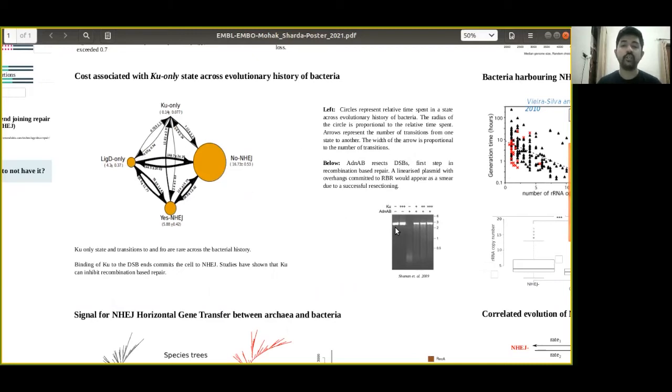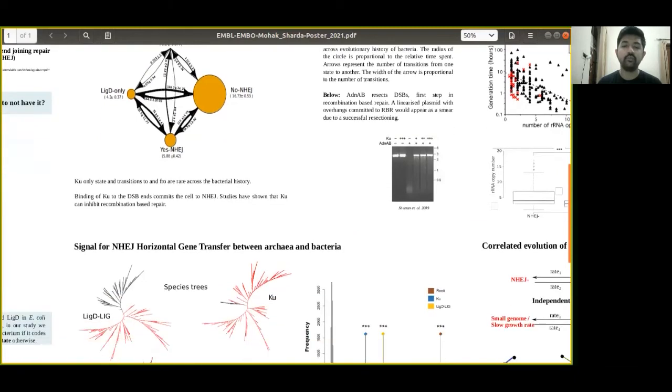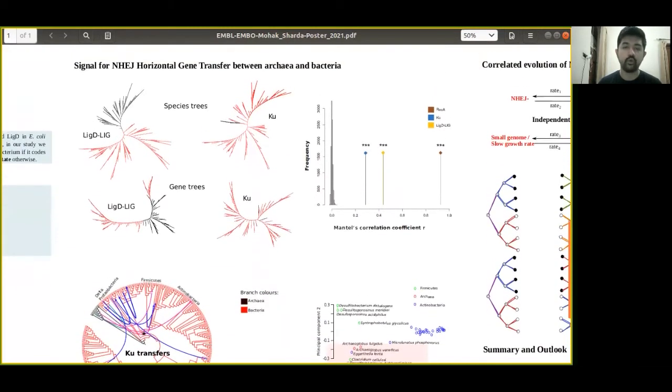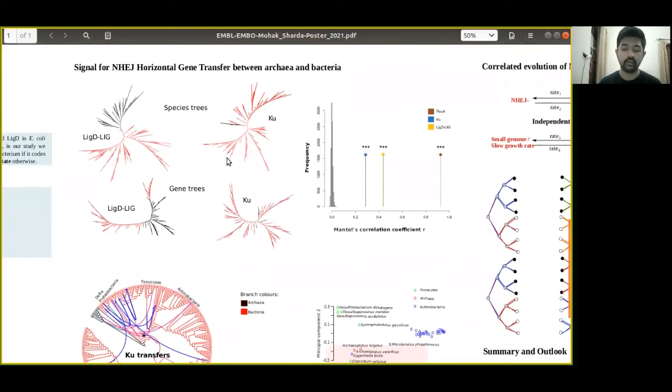From studies, we know that Ku has been shown to interfere with recombination-based repair. So what this collectively suggests is that there might be a cost associated with maintaining just Ku alone in the genomes of bacteria. Next, looking at the horizontal component, what we find is that horizontal gene transfer events might have shaped the NHEJ distribution, not just among bacterial phyla, but also between archaea and bacteria.